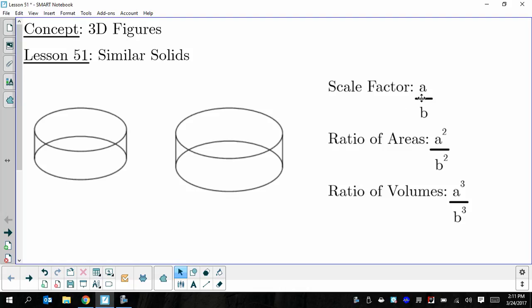If you know what the scale factor of these two similar solids is, A over B, then you can find out what the ratio of their areas is and the ratio of their volumes. Meaning, we can find out the fraction that represents dividing the areas of both of these and the volumes of both of these. To get the ratio of areas, we square the scale factor, so we square A and B. To get the ratio of volumes, we cube A and B. And we can go from one to the other to figure out some measurements.